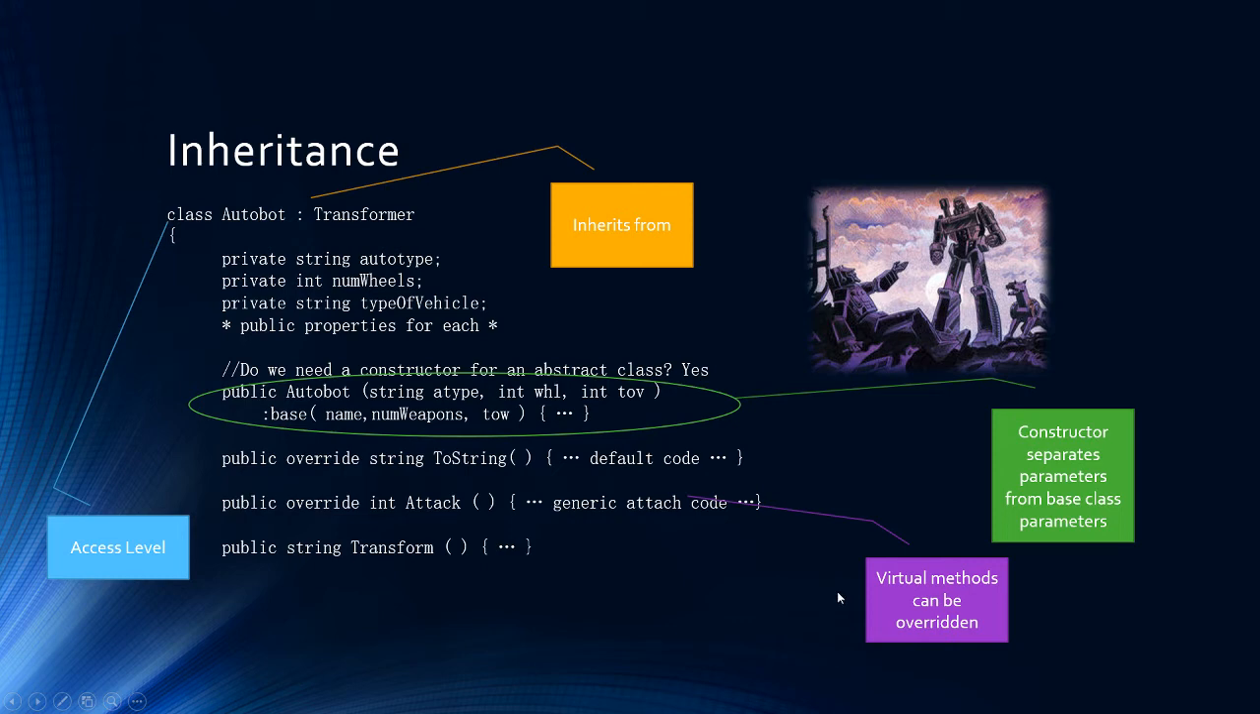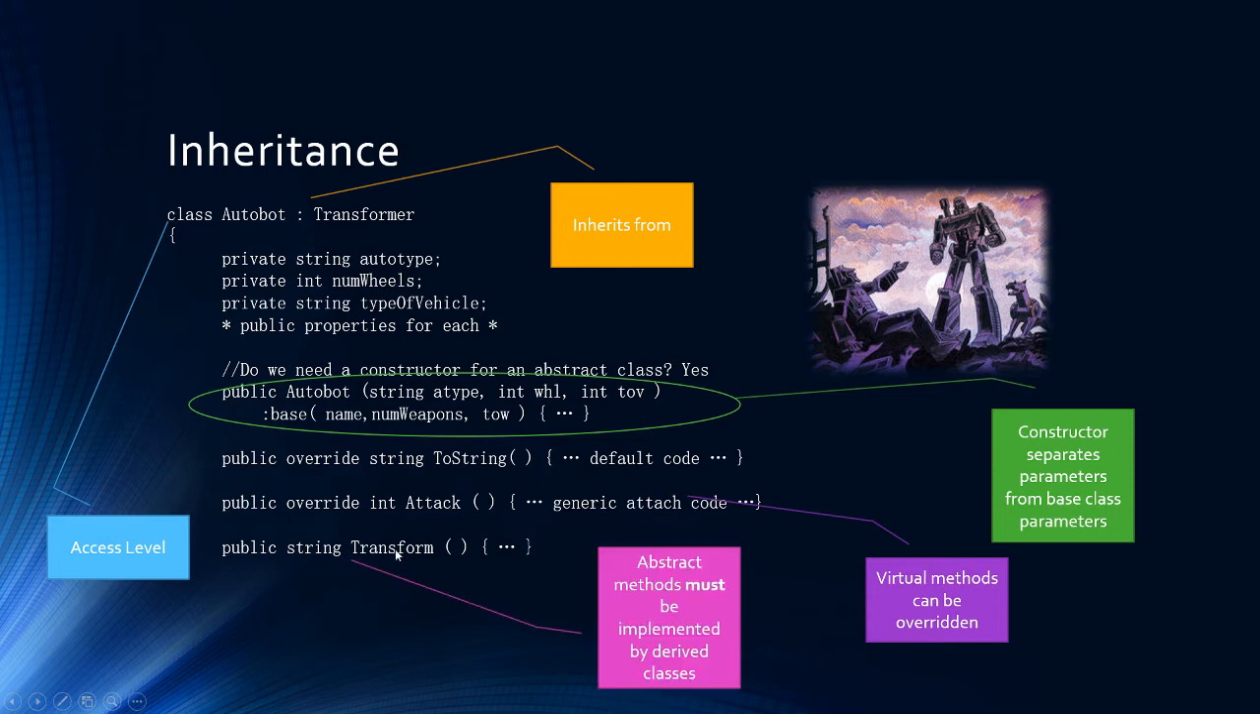In my Autobot class, I could continue to override the toString if I wanted. I can override that attack method that was set in the base class as being something that could be overridden, and I must implement that transform class because it was set as abstract in my base class, so I have to have an implementation for it. So not too much different than a regular class.